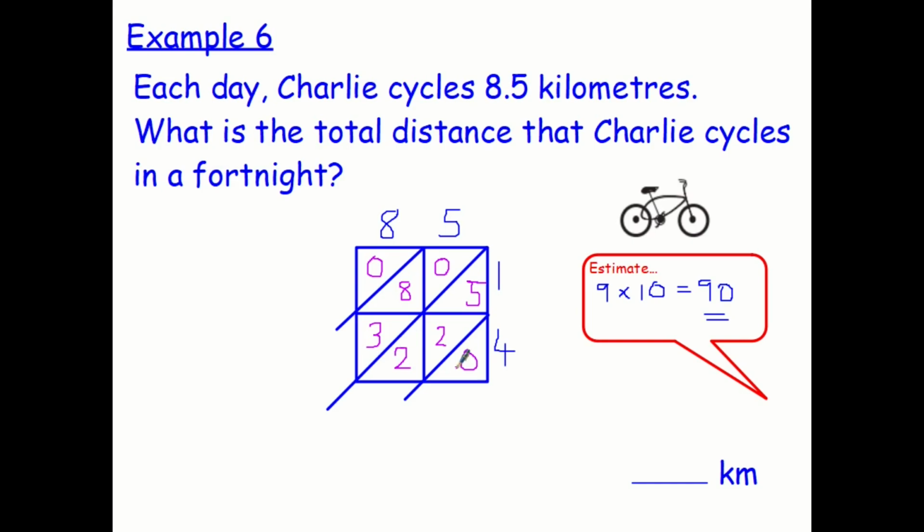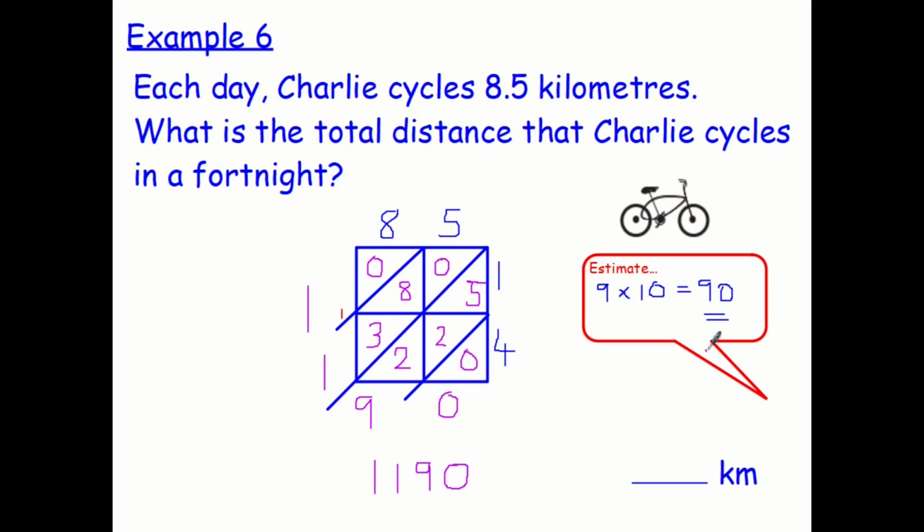And adding on the diagonals, we've got 0 here. 5 plus 2 plus 2 is 9. 8 plus 3 is 11. Carry a little 1, I'm just going to put it in a different colour here. And then in this final diagonal, I've got 0 plus 1 is 1. So the digits of my answer are 1190.